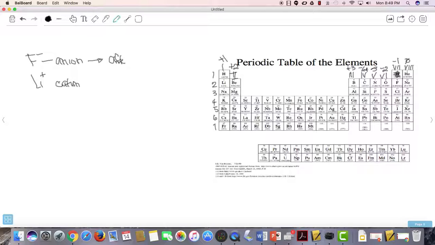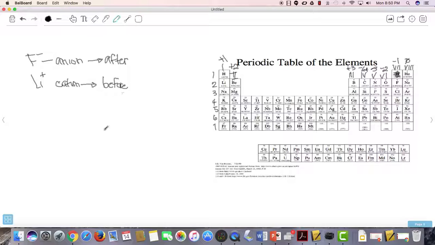That's sloppy. Let me fix that. All right. For non-metals, it's the noble gas that comes after it. And for metals, it's the noble gas that comes before it.